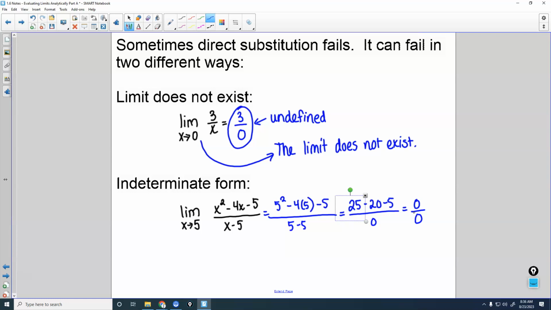So 3 cookies in 0 groups we can't really do because you have the 3 cookies. So they have to be in a group. They exist, right? So like they've got to be there. So they have to be in some sort of group. We can't put them in 0 groups. So we call that undefined because the cookies exist. They have to be in a group.